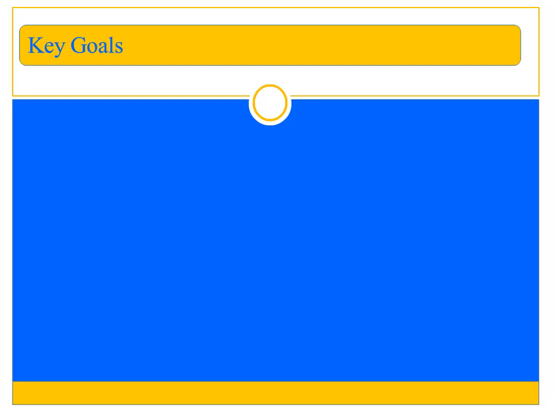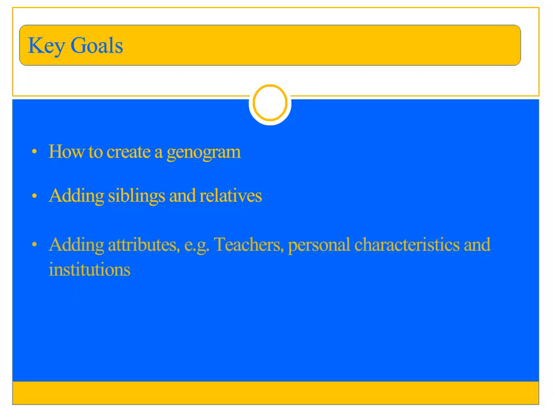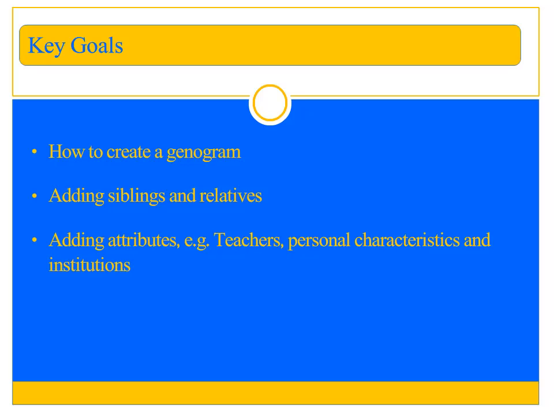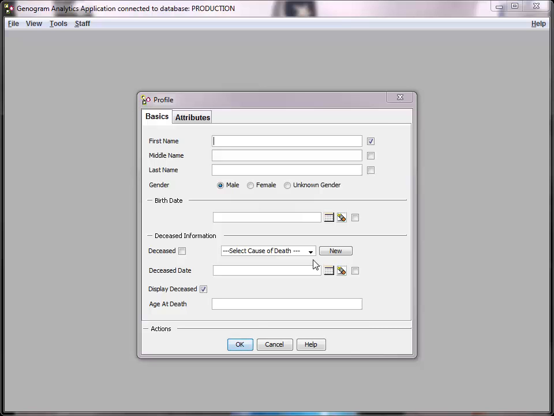This video has been created for protection and safety workers in creating a genogram, adding siblings and relatives, and adding attributes, for example teachers, personal characteristics, and institutions. So we'll start by going to our Genogram software.